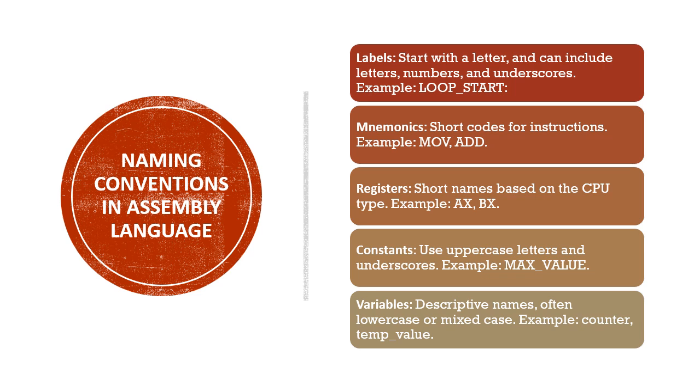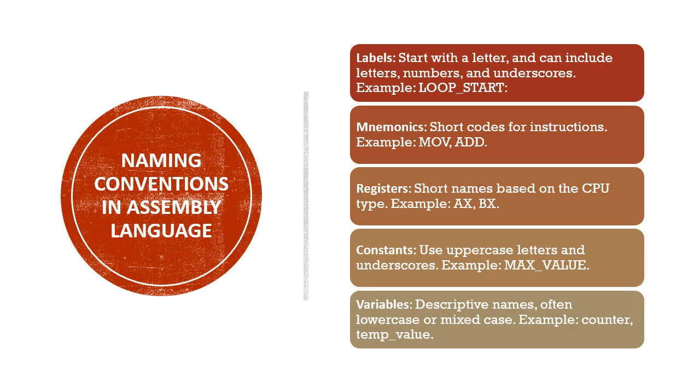Two, mnemonics. It contains short code for instructions. Example: move, add. Move simply means move a particular component to a memory location. Add sums two numbers. So if you can see, it can easily be understood by humans because they are closely related to our normal English language. Three, registers. Short names based on the CPU type. Example: AX, BX. All these are memory locations and they are a type of what? Registers. Subsequently, we'll discuss extensively on registers, but just know that registers are memory locations in an assembly language.